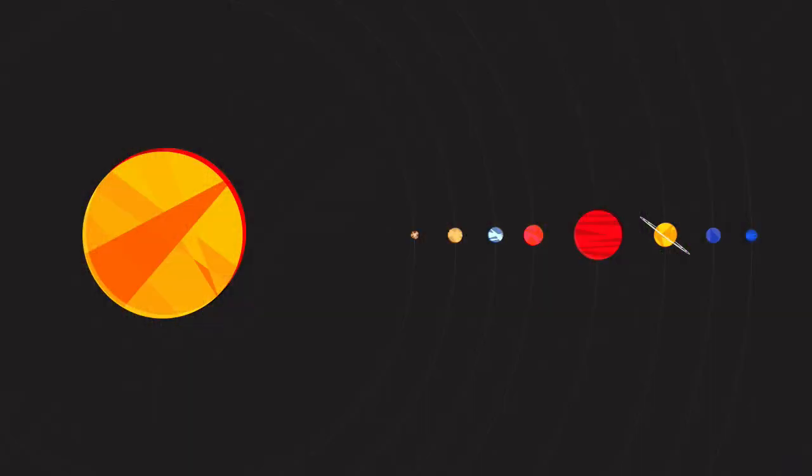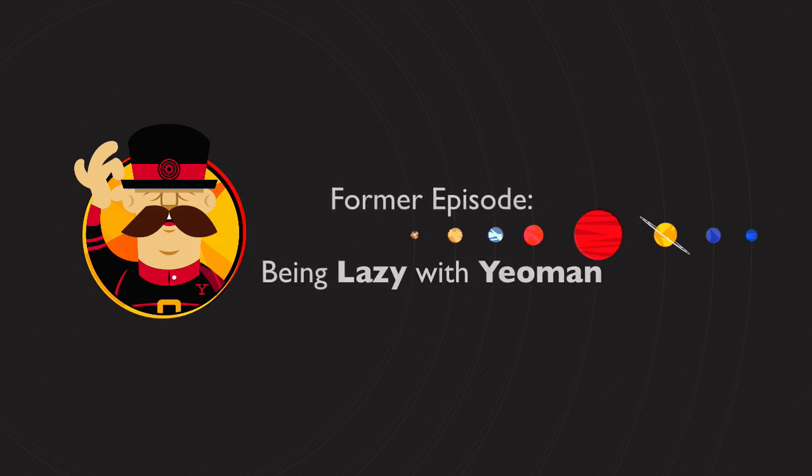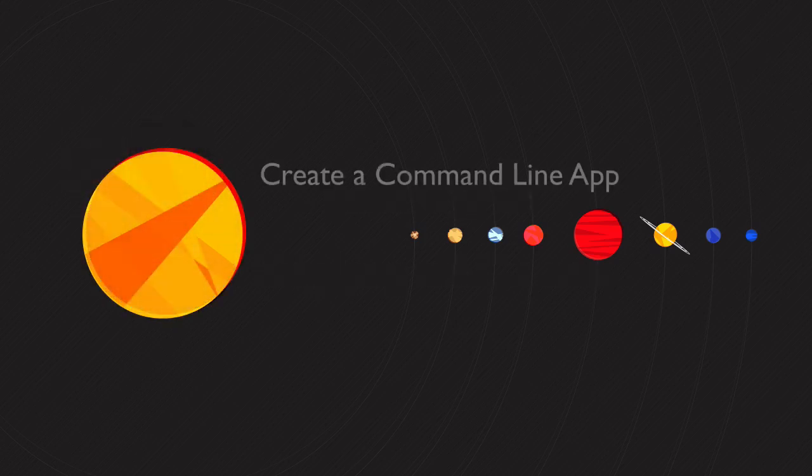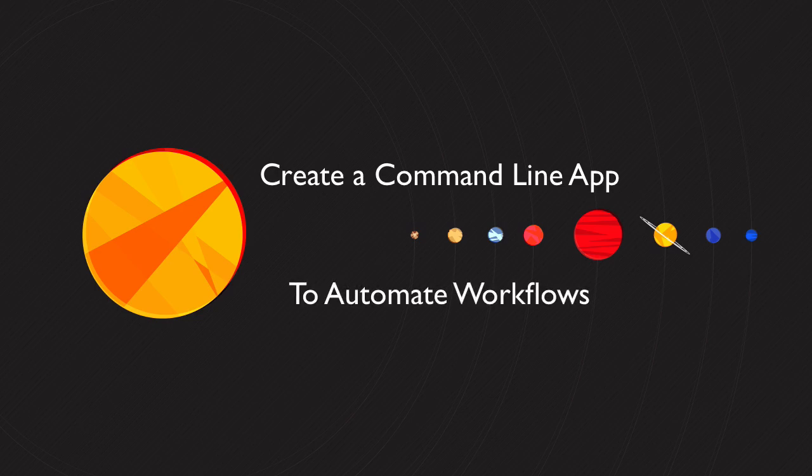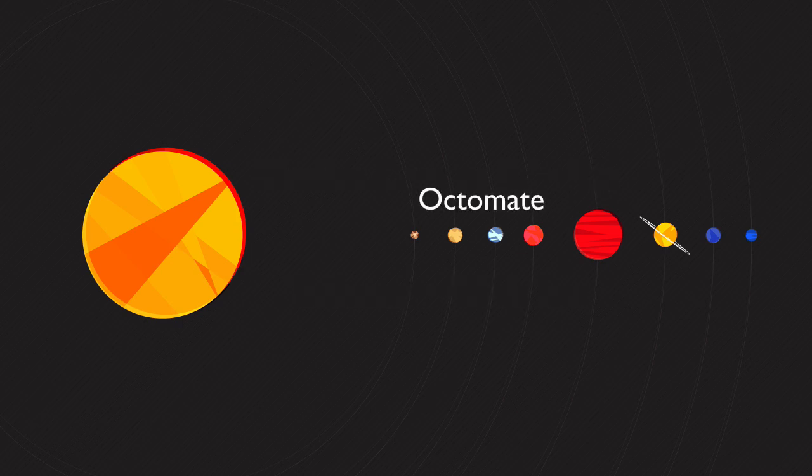Welcome to the 10th episode of Byte-Sized JavaScript. In the former episode, we learned how to be lazy using code generators. And in this episode, we will create a simple command line application that might also be used for automating our workflow. And since our project will be related to automation, I decided to name it Octomate.